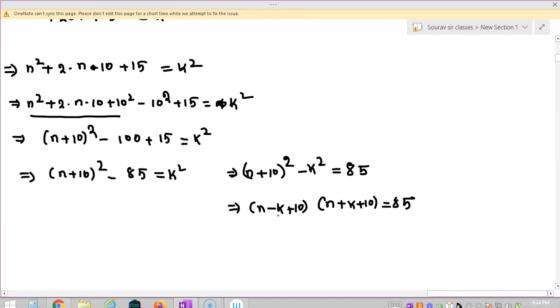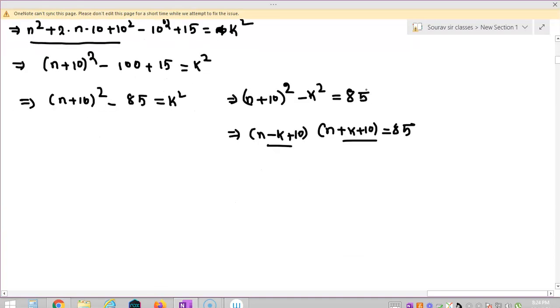Now observe that n, k and 10 are integers. So this is an integer, and this is again an integer, right? So the product of these two integers is 85. What are the possibilities of their values? Let us find the possibilities.